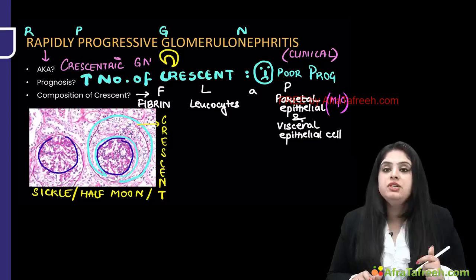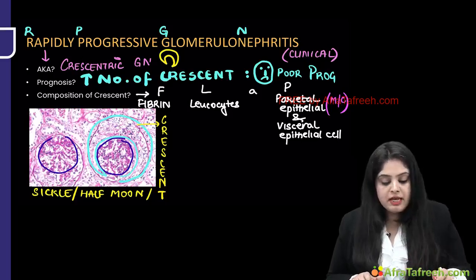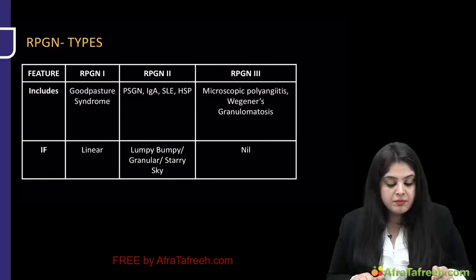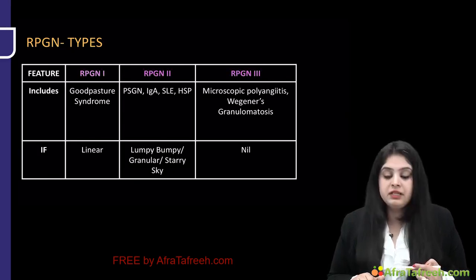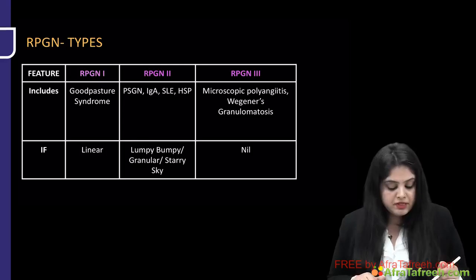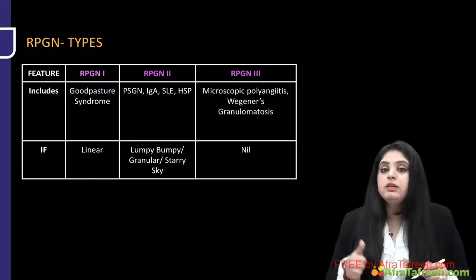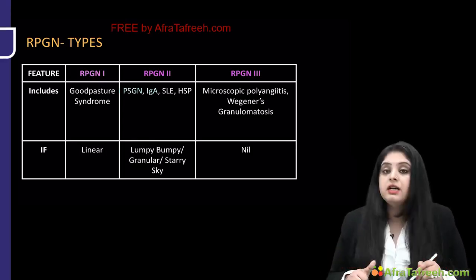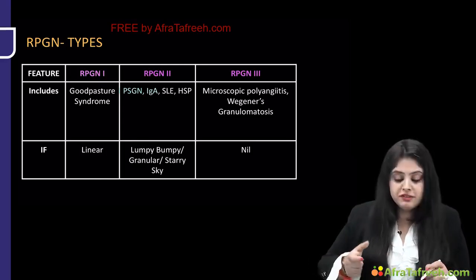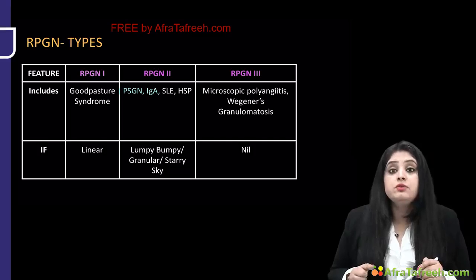Having said that, RPGN, as I said, is a clinical term, and this clinical term is divided into 3 further clinical groups: RPGN type 1, type 2, and type 3. So please remember, all of that you studied up till now. Remember, we did post-streptococcal in children, Berger's in adults, and I kept telling you that they might become aggressive, they might become progressive. They are all RPGN type 2, okay?